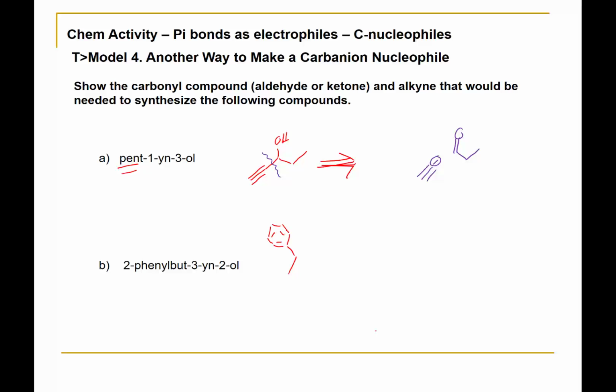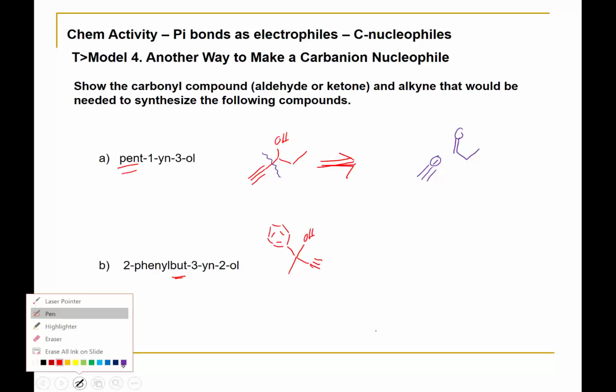So there's my benzene ring. Of course, you can just represent that as Ph to indicate the phenyl. On carbon number 2, I also have an alcohol group. On carbon number 3, I have my triple bond. 1, 2, 3. And collectively, you can see that I've got a 1, 2, 3, 4 carbon chain. So that corresponds to the but-. So this is what we want to make.